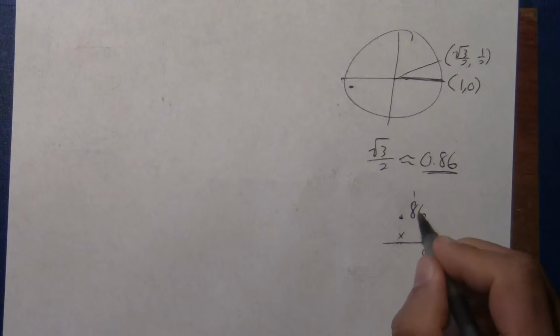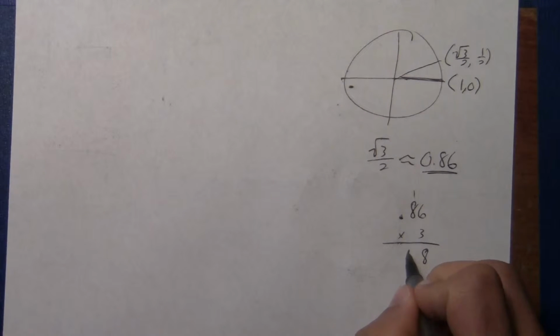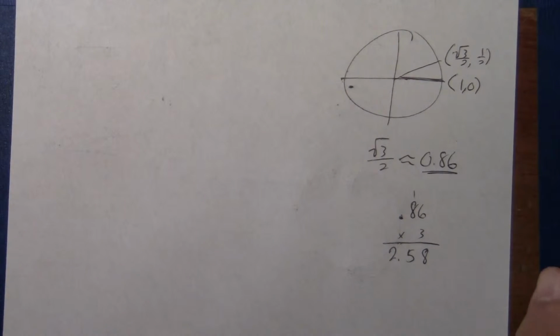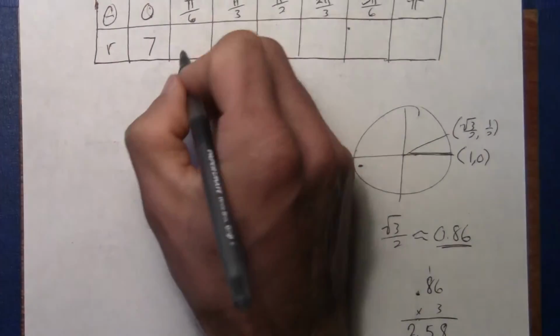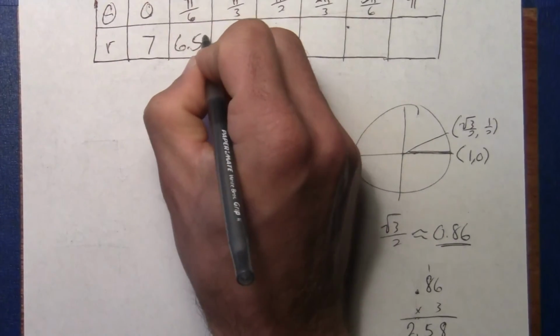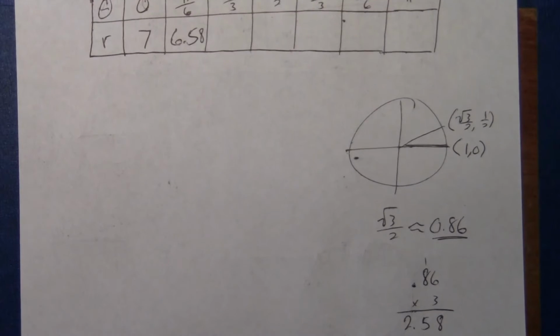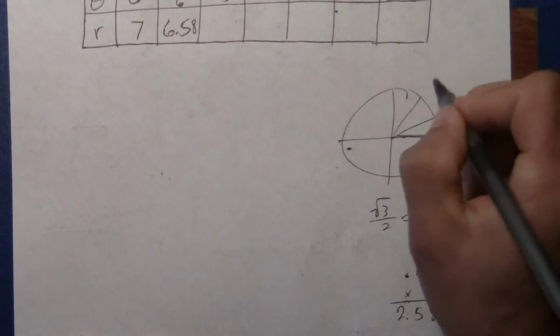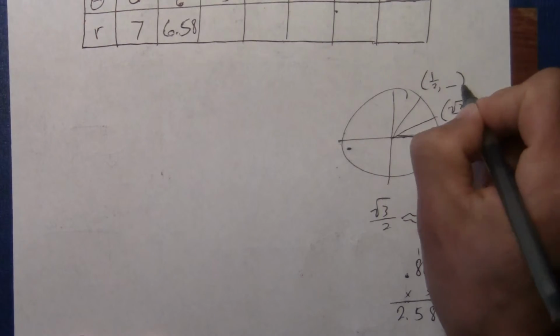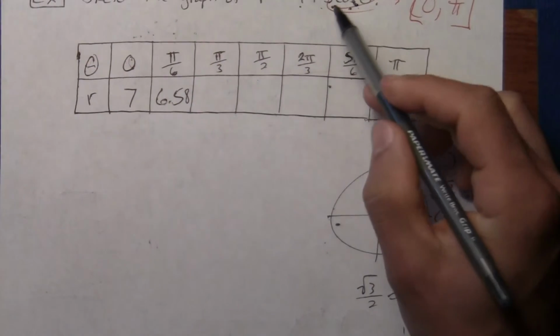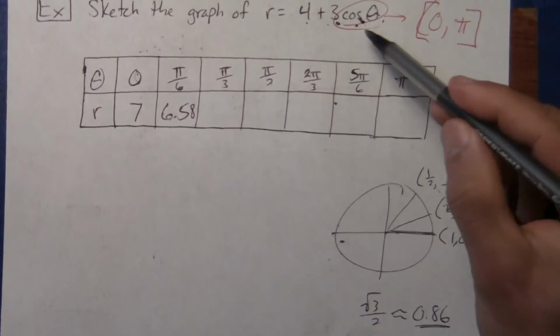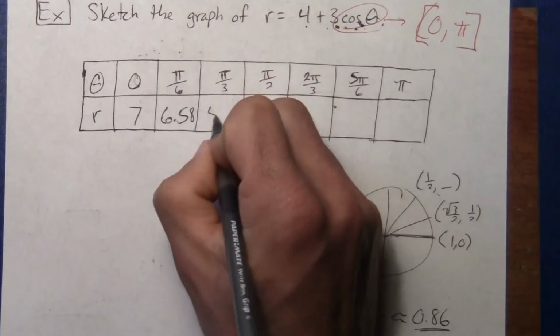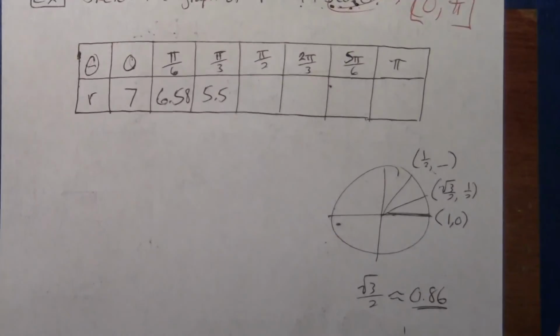So I get 18, it's 24 with the 1s, 25. It looks like it's 2.58. I'm going to add 4 to that. So I get 6.58, or really, I'm just going to pretend like it's 6.5, somewhere between 6 and 7. All right, pi over 3, or 60 degrees, I know that's 1/2, square root of 3 over 2. So it's 3 times 1/2, so 1.5, plus 4 should give me 5.5.